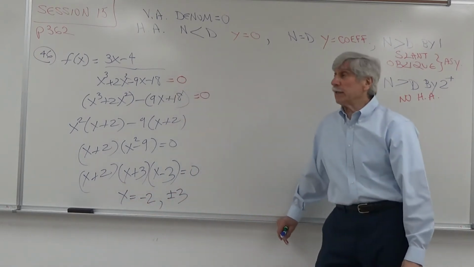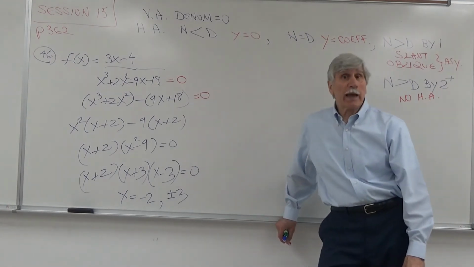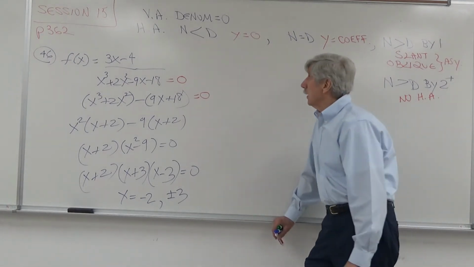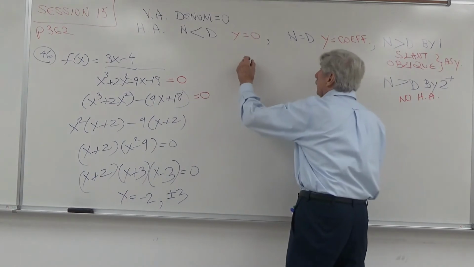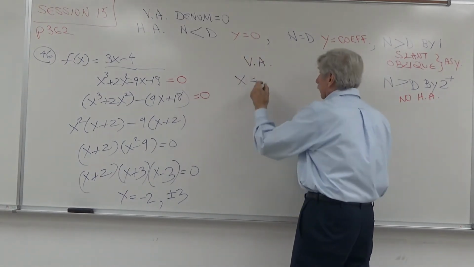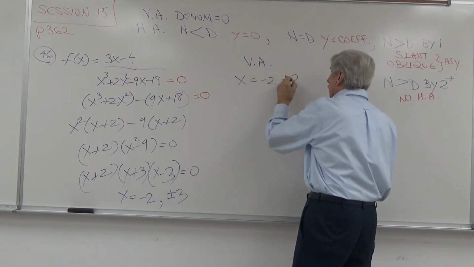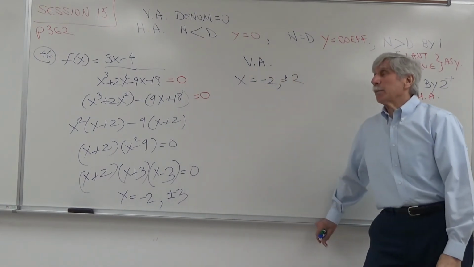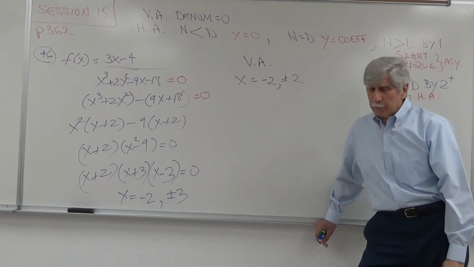Those are in fact the 3 vertical asymptotes we have. The vertical asymptotes for this particular problem are x equal to negative 2 and plus or minus 3. What about the horizontal or the oblique asymptotes?